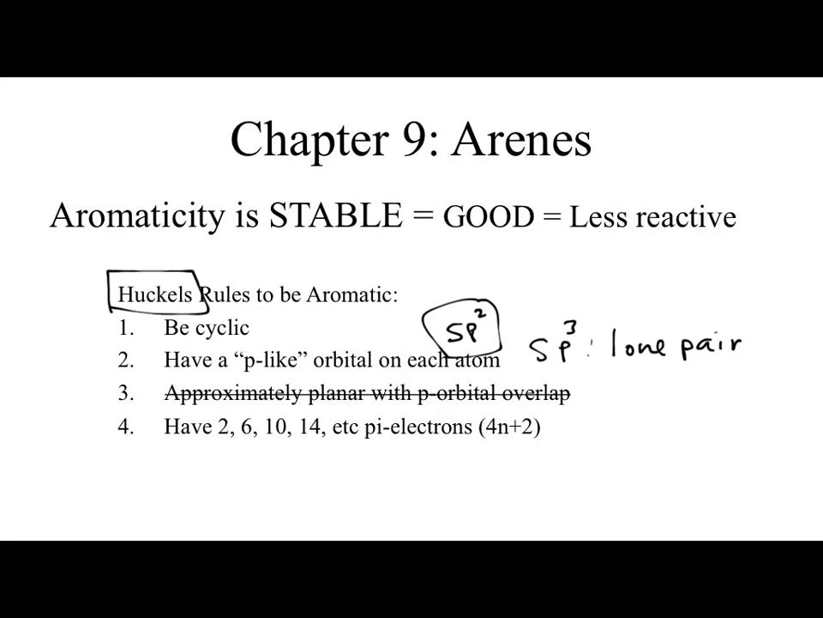We got rid of the approximately planar rule. You don't have to worry about that. And then there's the electron count. It has to have 2, 6, 10, or 14 pi electrons. You can either memorize 2, 6, 10, 14, or realize the pattern, and that's the 4n plus 2 rule, where n is any integer. If n was 0, 4 times 0 plus 2 is 2. If n was 1, 6. Then 10, 14, and it continues on extending.